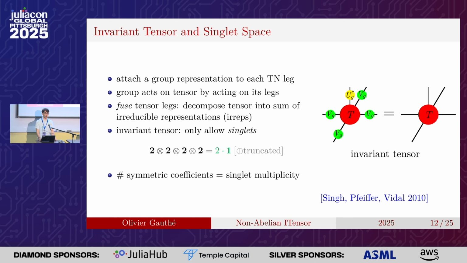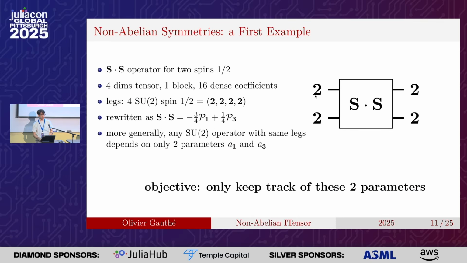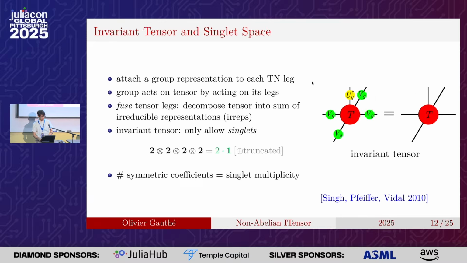The mathematical framework is: in order to implement non-abelian symmetries, I need to attach a group representation to any leg in my tensor network, which I was doing here by attaching a spin 1/2 to every leg. Now, I fuse the legs and I say my tensor as a whole lives on the space that is a tensor product of all the representations of all of its legs. And the tensor is invariant, meaning I only allow singlets in the complete product.